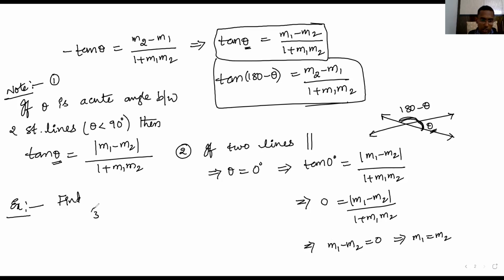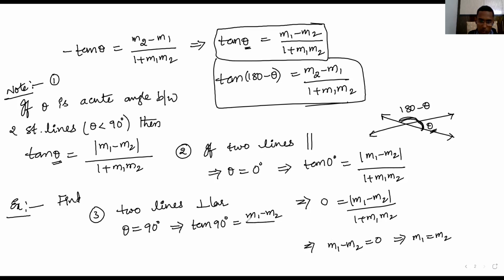So the third thing is perpendicular, that is, two lines perpendicular. Already we discussed this. You told me m1 m2 equals minus 1. How do you get it like this? Theta equals 90 degrees. That implies tan 90 degrees equals m1 minus m2 by 1 plus m1 m2.